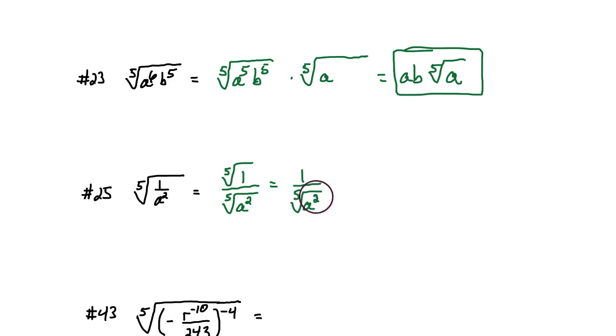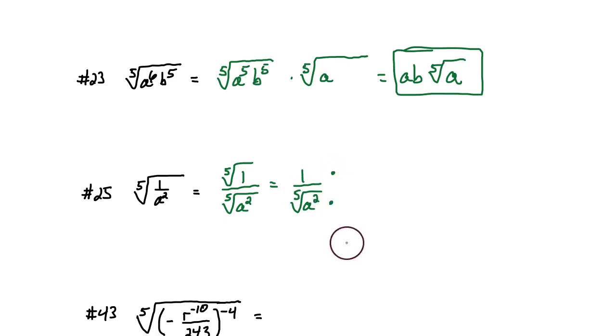If this was a 5 here, then we could find the fifth root of a to the fifth. Or if this was a 10, we could find the fifth root of a to the 10. Or if this was a 15, we could find the fifth root of a to the 15. But we can't find the fifth root of a squared and get a nice output. We need to rationalize the denominator.